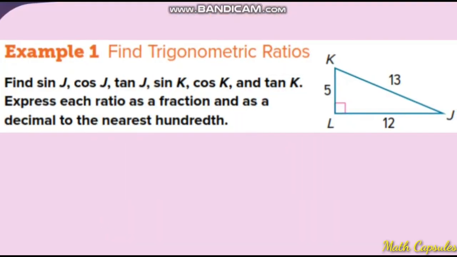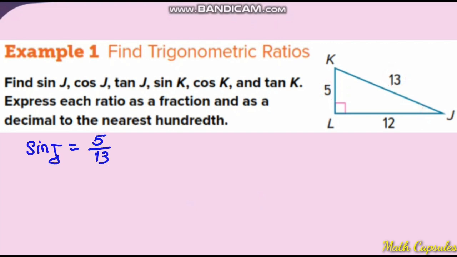Now look at this example. Find the trigonometric ratios sine J, cosine J, tan J, sine K, cosine K, and tan K for this right triangle, and express each ratio as a fraction, as a decimal to the nearest hundredth. First, to find sine J, we get the opposite side, which is 5, over 13. So sine J equals 5 over 13.